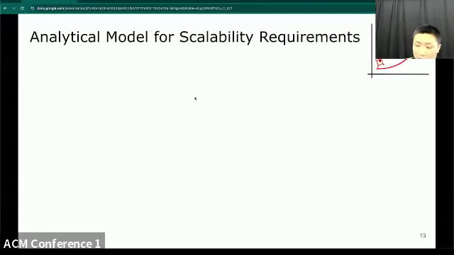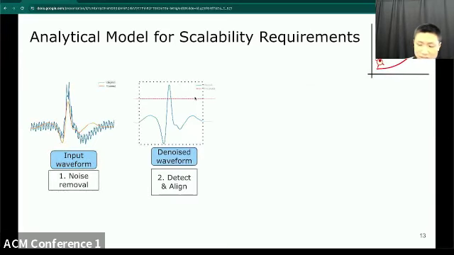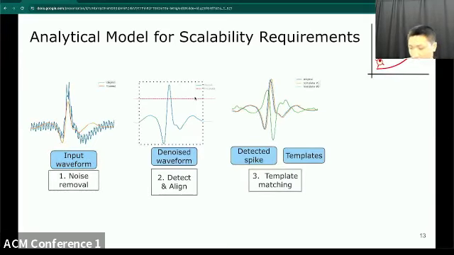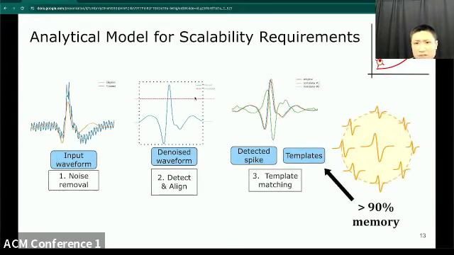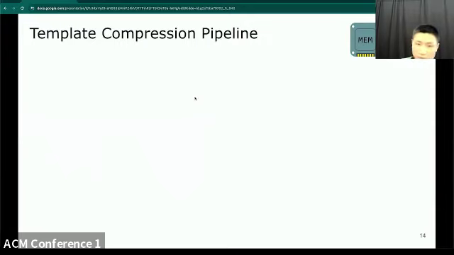So the first thing is we built an analytical model to identify the compute and memory requirements of the various stages in a modern spike sorter. This helped us identify that for the scale of 10,000 channels, the templates for matching take up to 90% of the overall memory requirements, and that becomes the major power and area bottleneck. To counter this, we developed a compression pipeline that reduces the template memory. There's a lot of steps to it, but you can find those details in the paper.